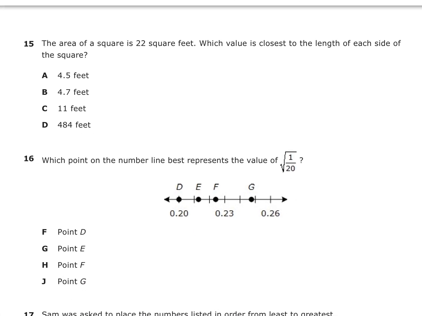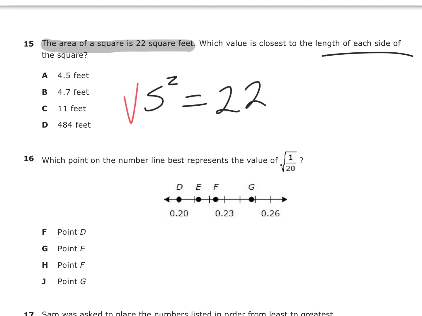Okay, 15. Once again, what do you know to do based on this first sentence right here? Square root. You're doing square or square root. Okay, it says area of a square is this, so you know you're going to be doing squaring or square rooting. Okay, now it says which value is closest to the length of each side? So, based on the formula we just had, I can square root both sides. Square root cancels the square, and we're left with S equals the square root of 22. And what is that value?